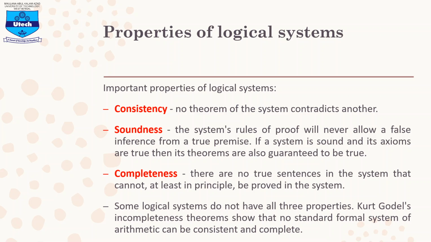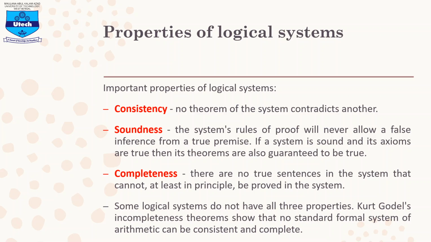Now, there are some properties of logical systems. Important properties of logical systems have three components: consistency, soundness, and completeness. What is consistency? No theorem of the system contradicts another. That is, if there is one theorem, then the second theorem should not contradict the first. That is, no theorem of the system contradicts another.